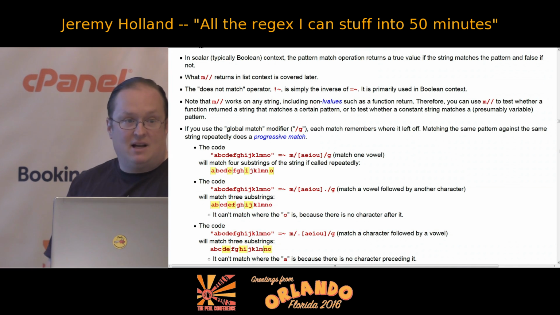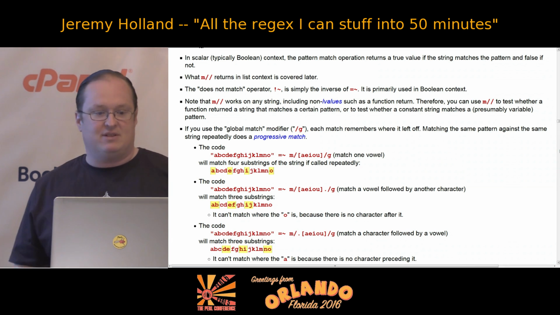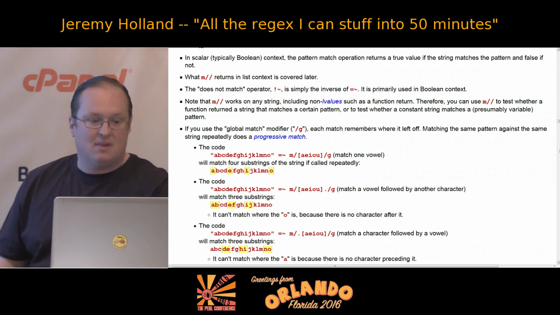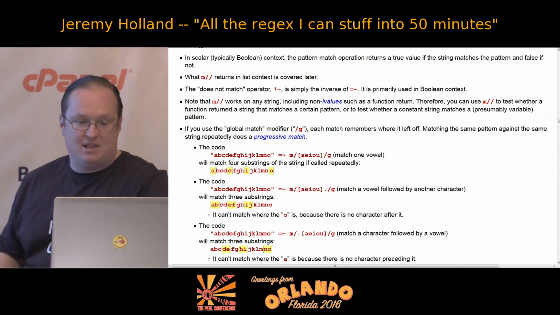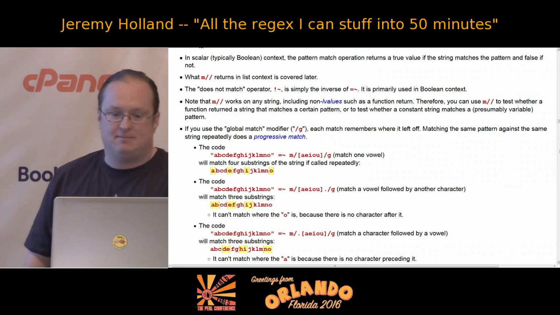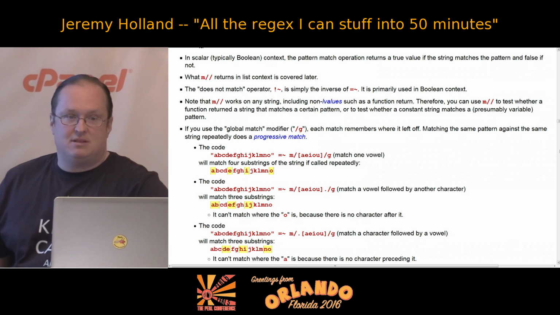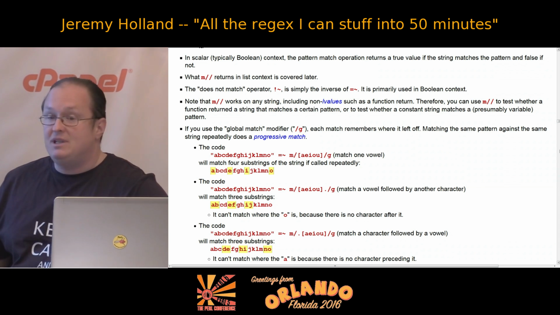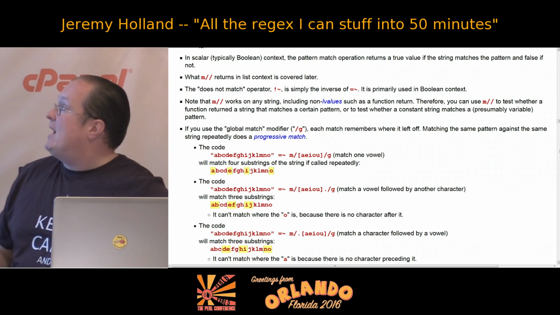In scalar context, typically Boolean context, your match returns true if it matches, false if it doesn't. In list context, it returns more information, which we'll get to. There's a does not match operator, bang tilde, which is just the opposite of matches. Typically would only be used in a Boolean context. You can match against non-L values. So if you have a constant string or a subroutine that returns a string that you want to validate, you can do that.